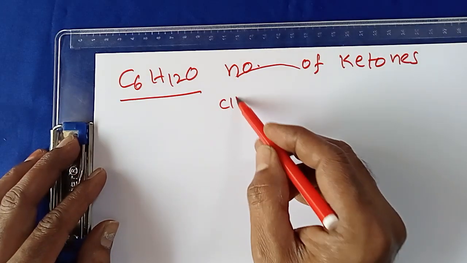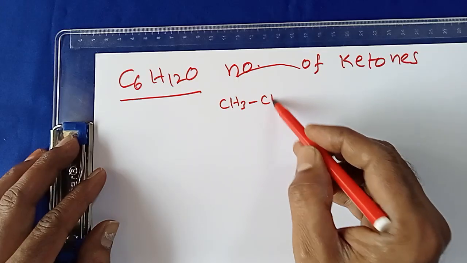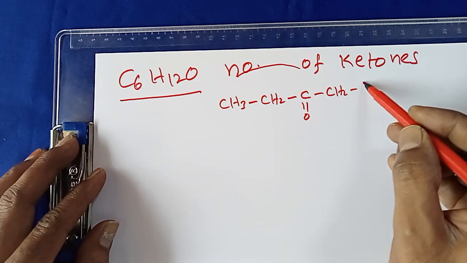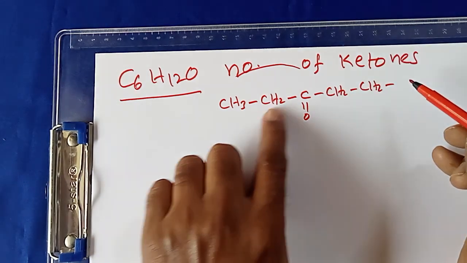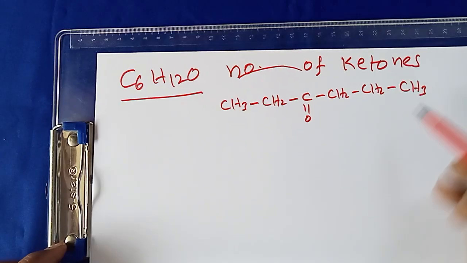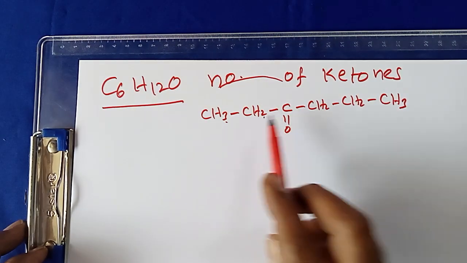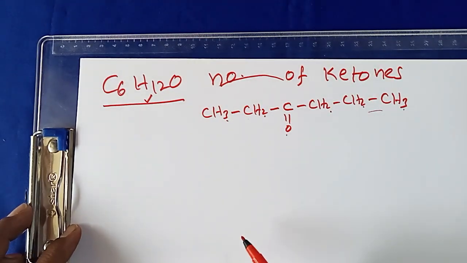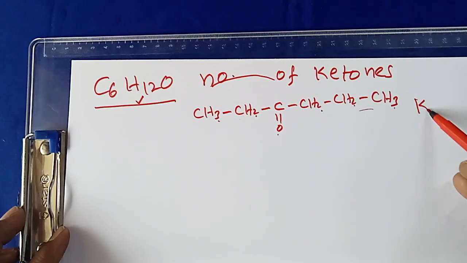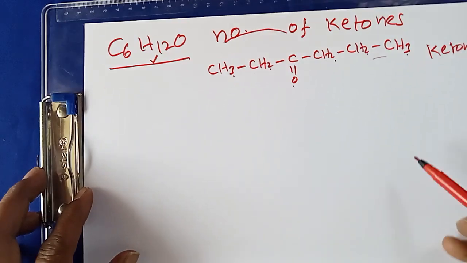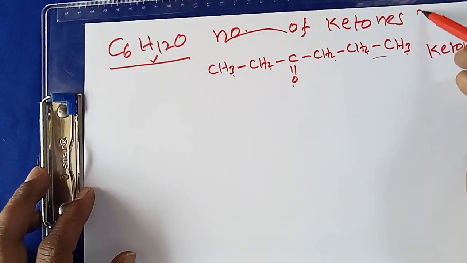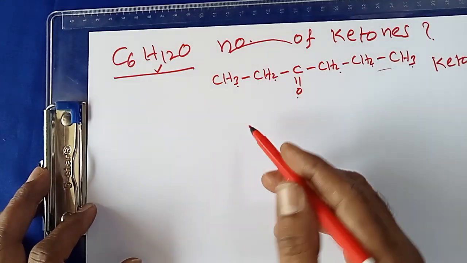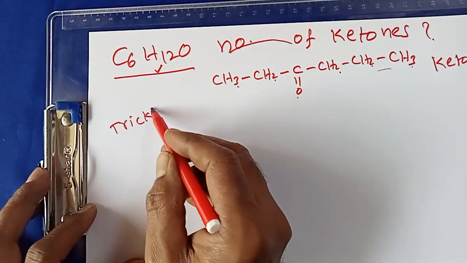You write down one ketone structure: CH3 CH2 C double bond O, again CH2, again CH2, 1, 2, 3, 4, 5 and 6. So hydrogen: 3 plus 2 is 5, plus 2 is 7, plus 2 is 9, plus 3 is 12. Hydrogen satisfied. 6 carbons, 1 oxygen. So ketone, okay. Now here also a trick. We discussed not the total structural isomers, this is the number of ketones only. It is also a trick. See the trick now.